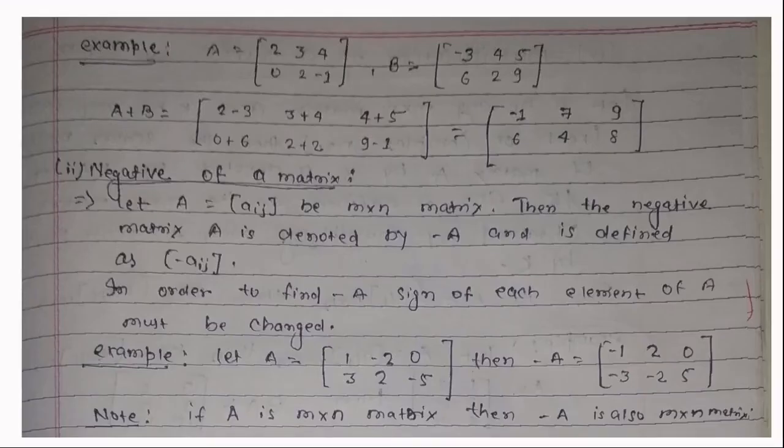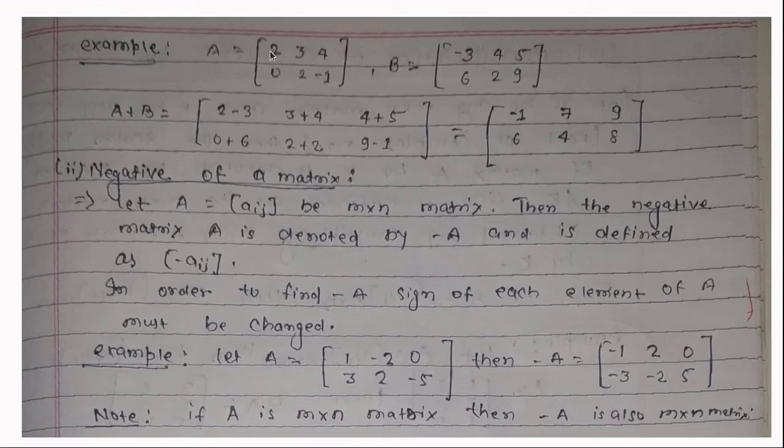We take an example of matrices A and B, where the elements of A are 2, 3, 4, 0, 2, minus 1, a matrix of order 2 cross 3. Similarly, B is of the same order 2 cross 3, where the elements are minus 3, 4, 5, 6, 2, 9. Now perform A plus B.